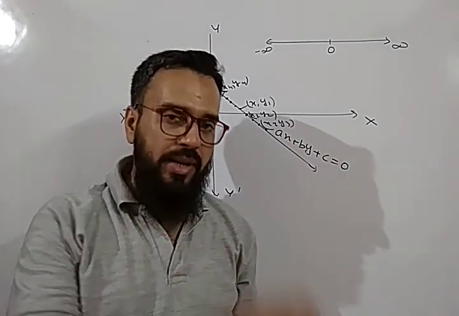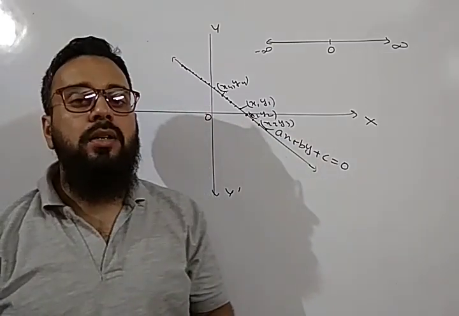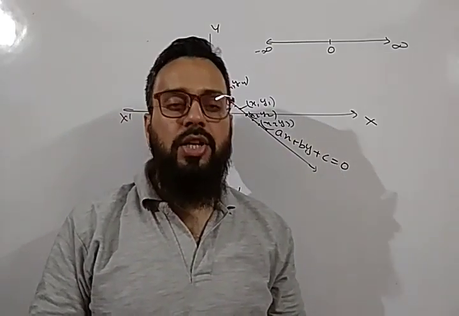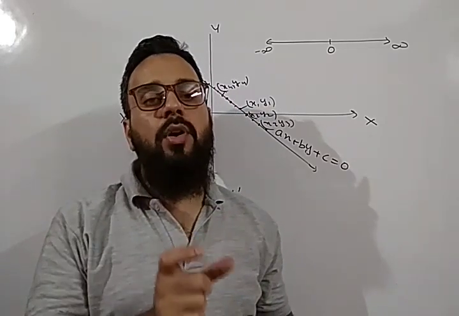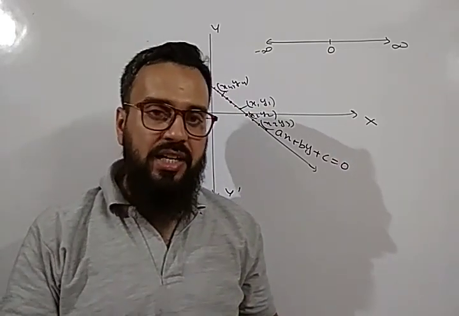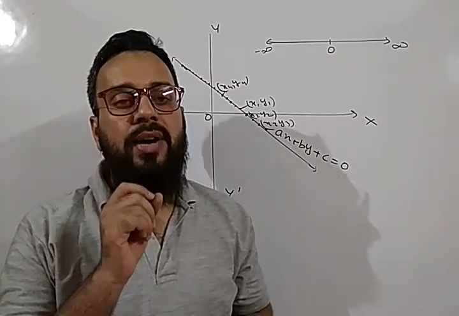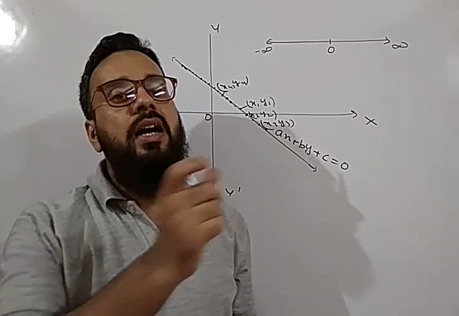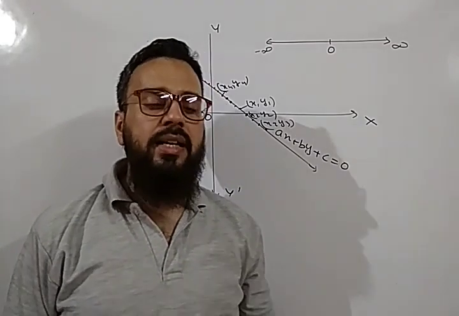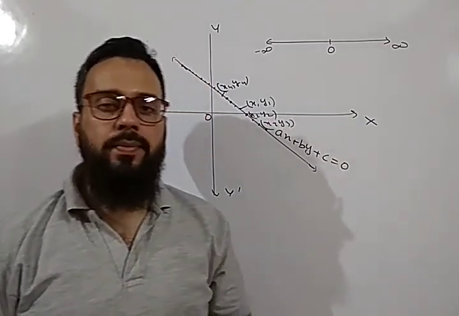So we can explain it in this way also: why are there infinite solutions of a linear equation in two variables? Because the graph of a linear equation in two variables is a straight line, and an infinite number of points are possible on a straight line on a Cartesian coordinate system. That's why there will be an infinite number of solutions.